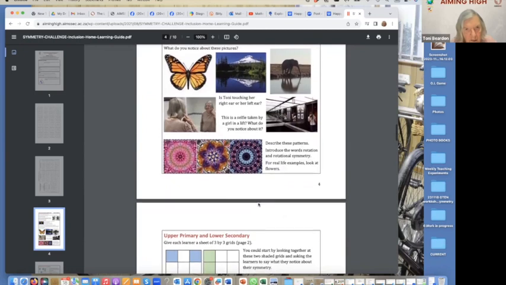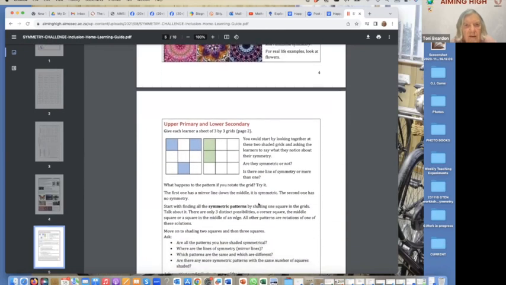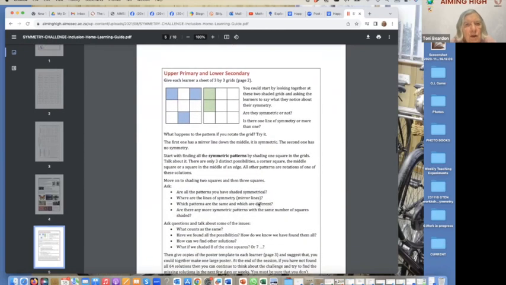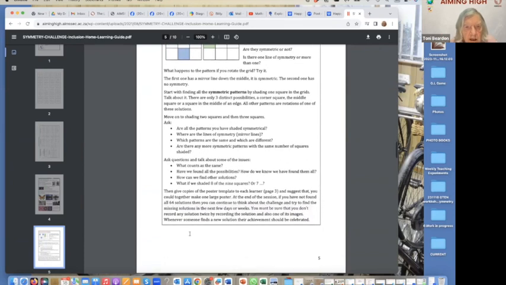Obviously we've looked at those, and now we come on with upper primary and lower secondary to this same challenge that we're talking about. But here it's how would you present it to grade 6, say, or how would you present it to grades 7, 8, or 9? And some of the questions you could ask. So this is advice for teachers here.